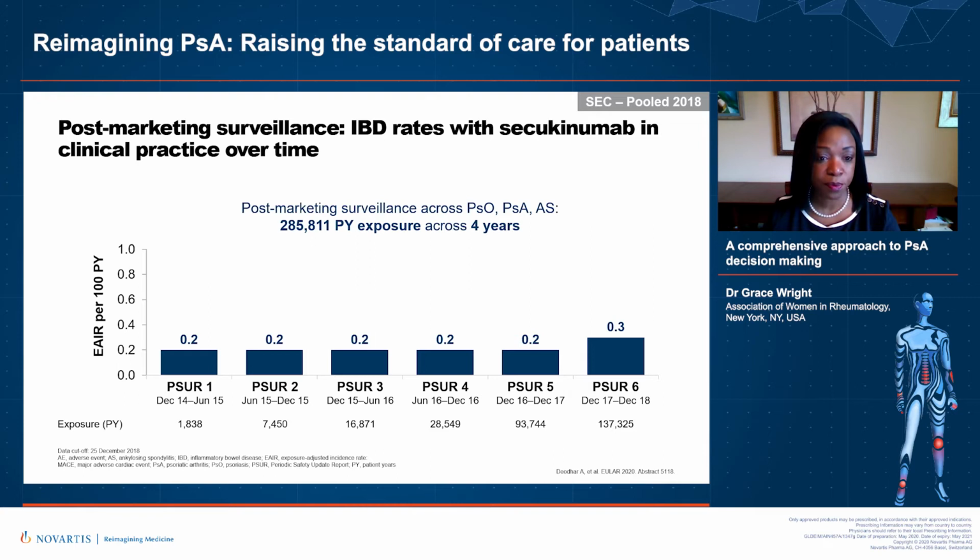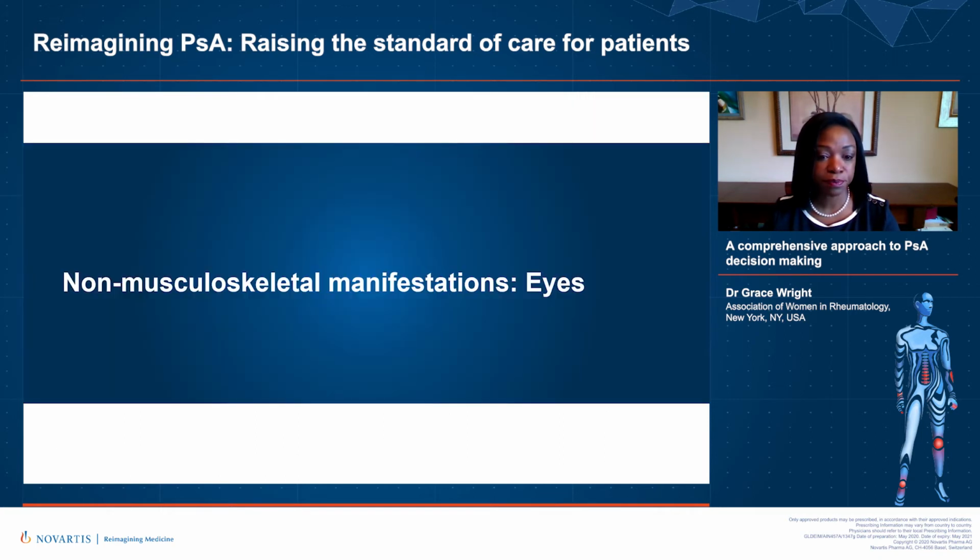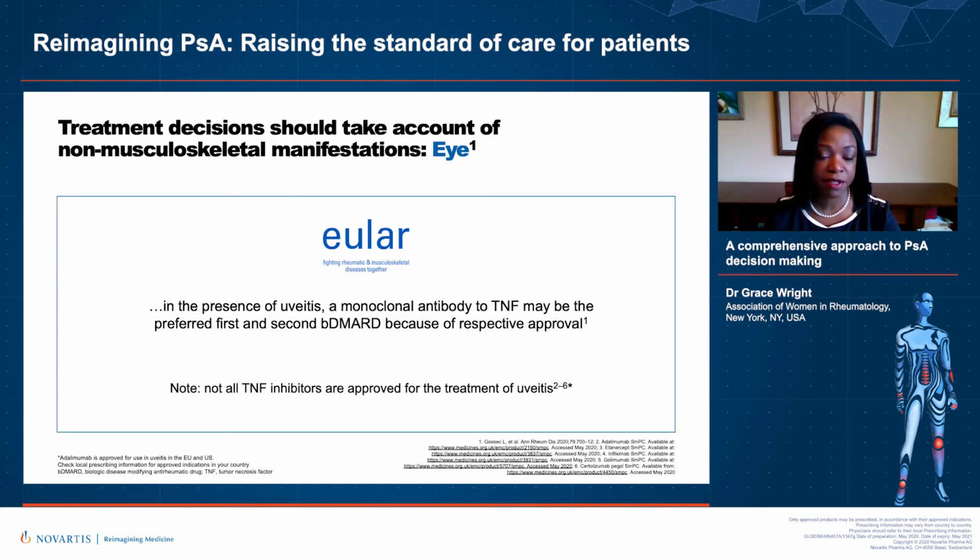The post-marketing surveillance across these 3 populations in the secukinumab treated group, and this is pooled data through 2018, shows a steady and flat incidence rate of 0.2 to 0.3, so no increase in incidence rate seen with usage of the agent. Let's talk about eyes as another non-musculoskeletal manifestation.